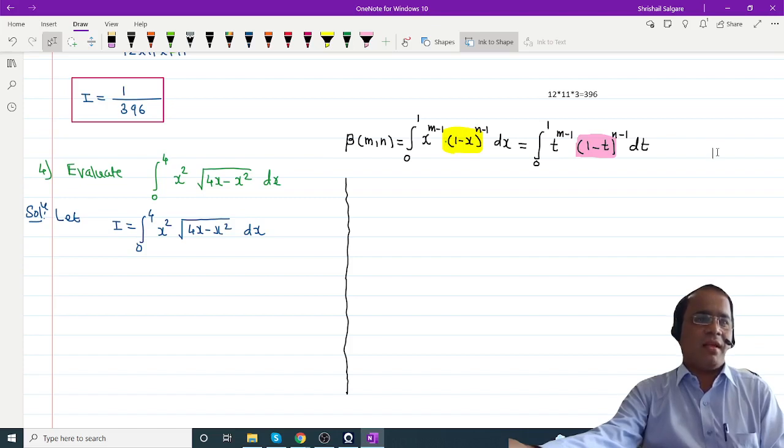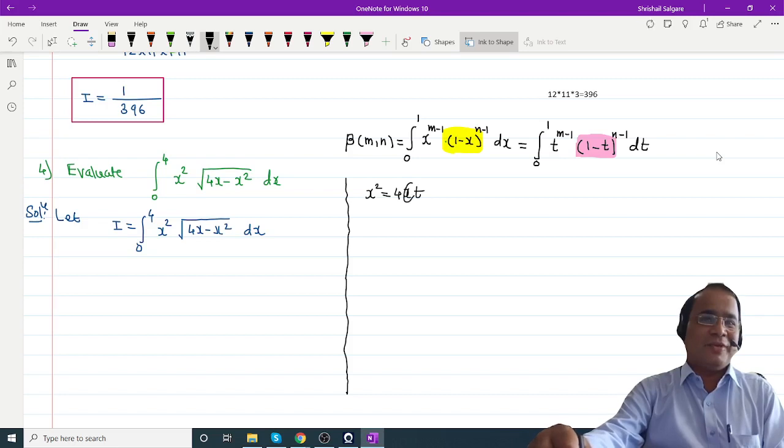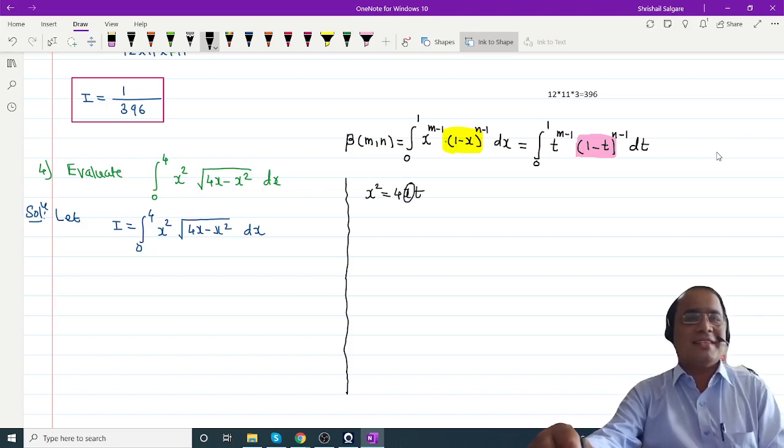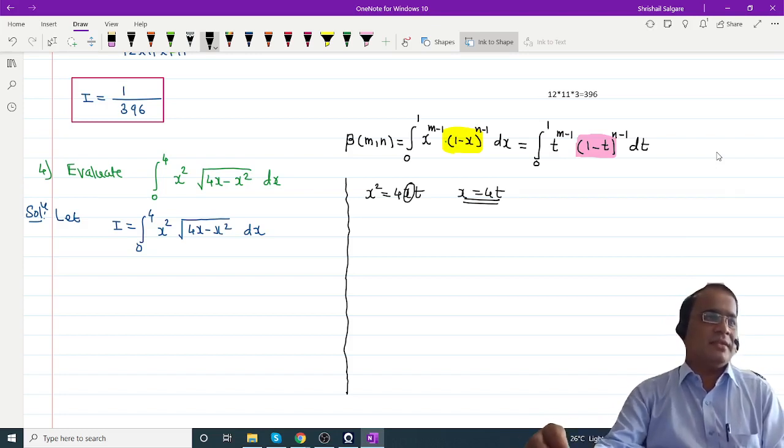Sir, x square is equal to 4t. Okay, your thinking direction is in the same way, but x square is equal to 4t, that means x is equal to 4t, right? Whether it works? It may work, huh? Sir, no. Okay, you are not going in the proper direction. I think someone wants to tell?